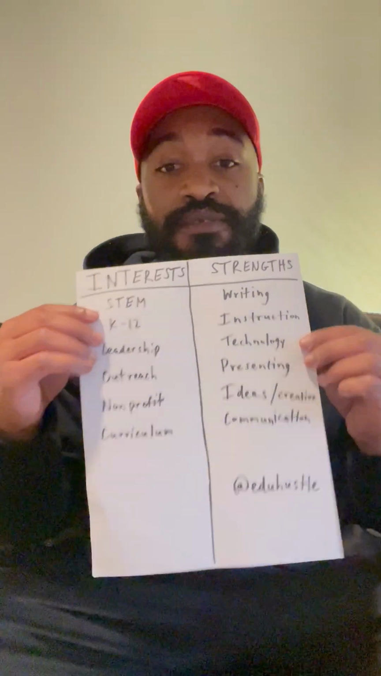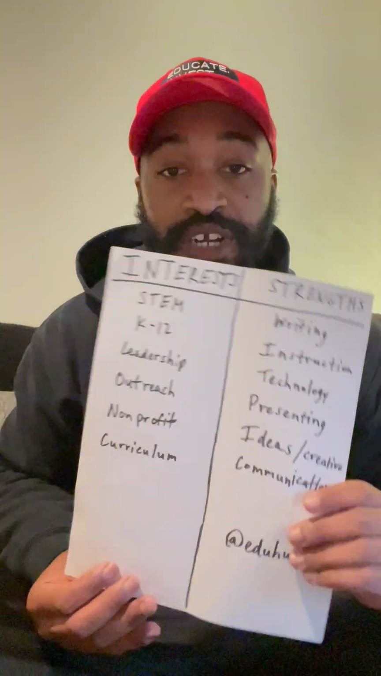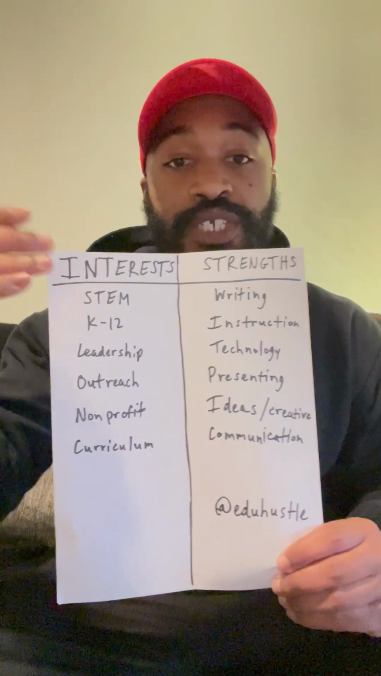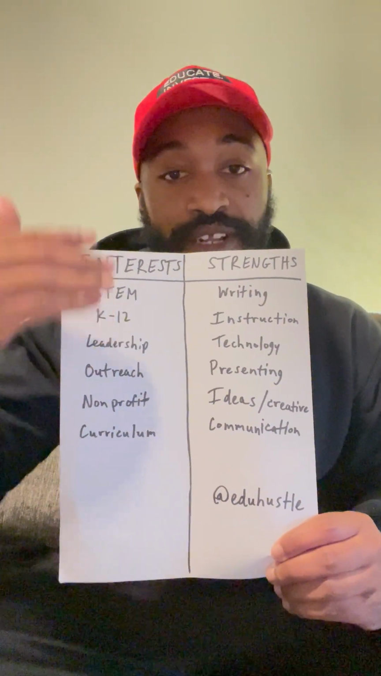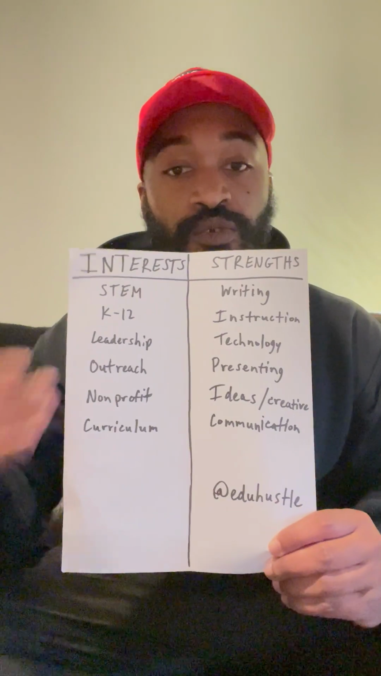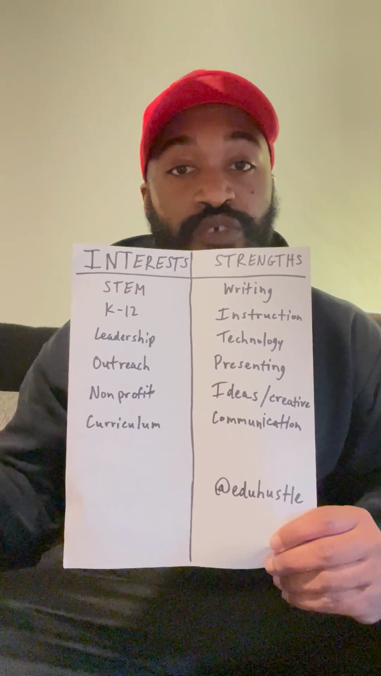So here's the first action-based task that I want you to do. I want you to grab a sheet of paper and split it right down the middle. Got two sides. We're going to take a little bit of an inventory. We've got our interests and then we've got our strengths. I want you to make a list on both sides. What are the things that you're interested in? What do you enjoy?